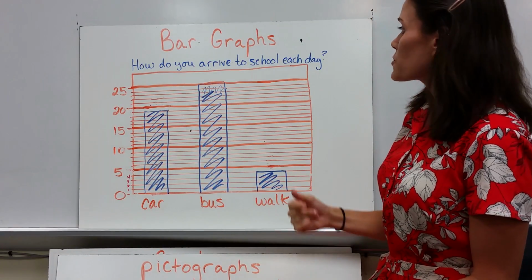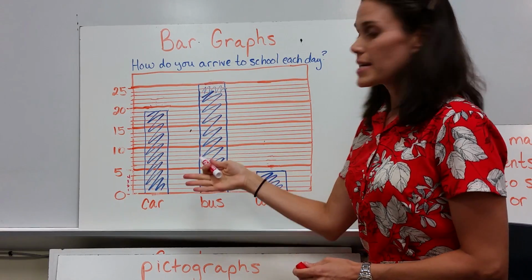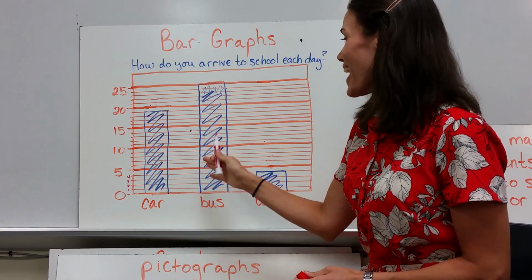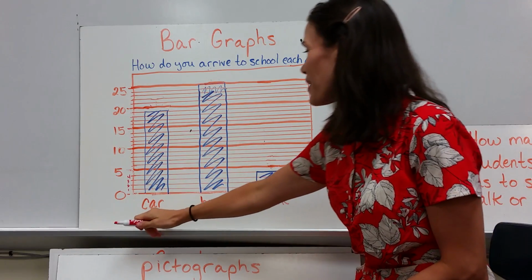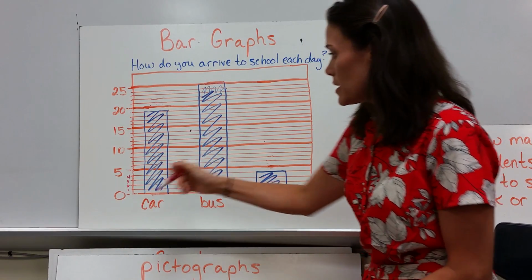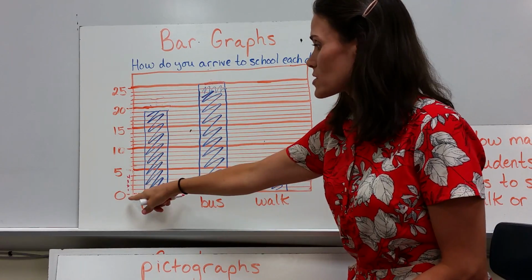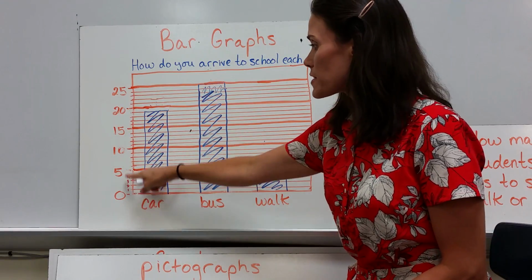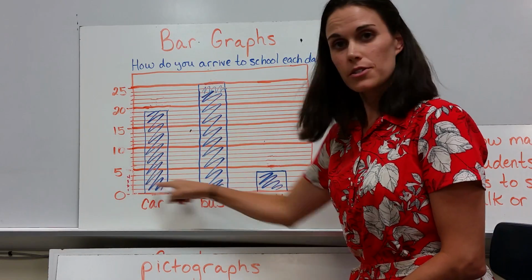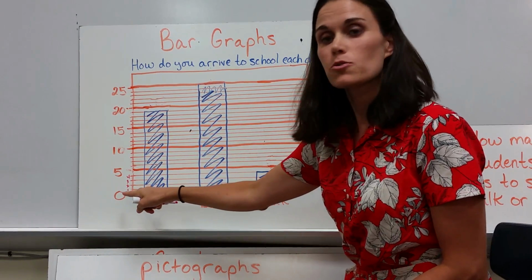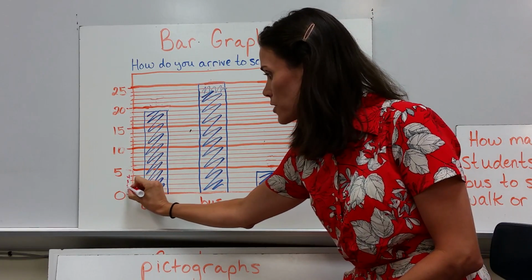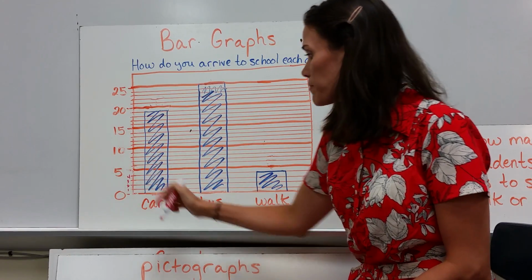This one's how do you arrive to school each day? So a bar graph takes data and displays with bars, okay? So we have car, bus, and walking. Now the interval for this graph is going up by 5s. You can see 5, 10, 15, but I did still include the small lines between each one. You can see this is 1, 2, 3, 4, and so on.